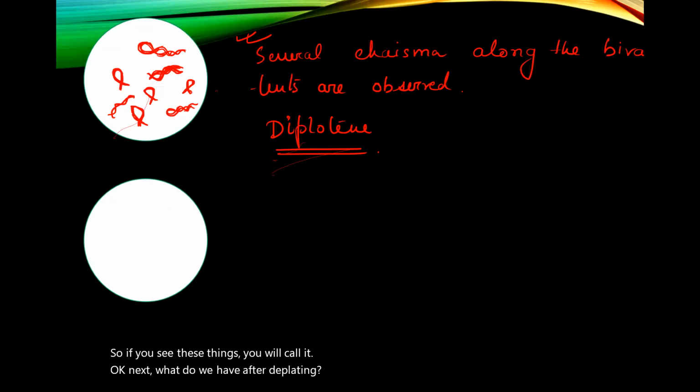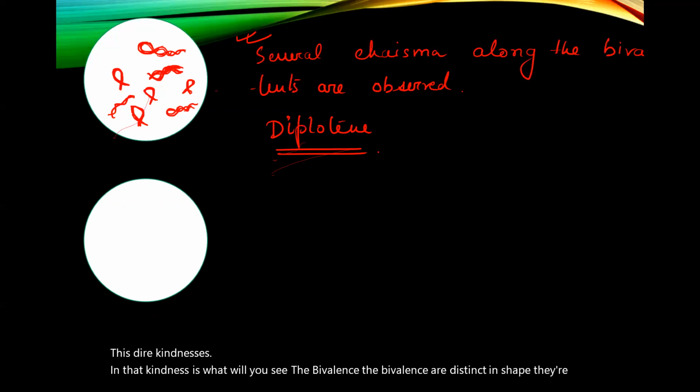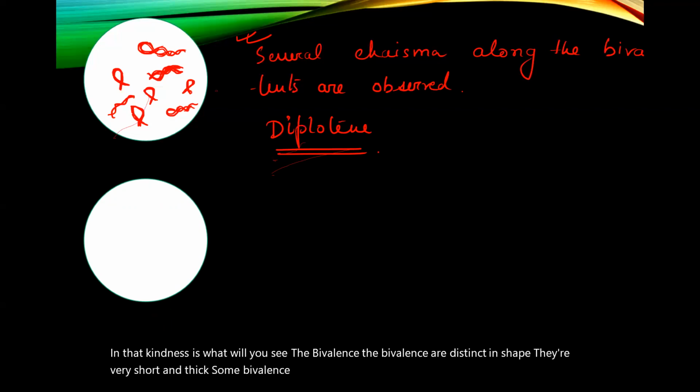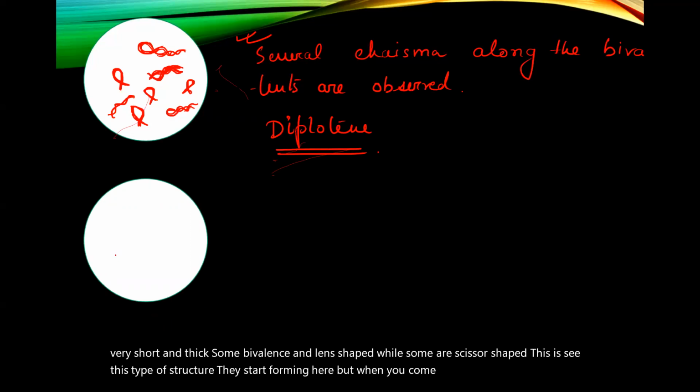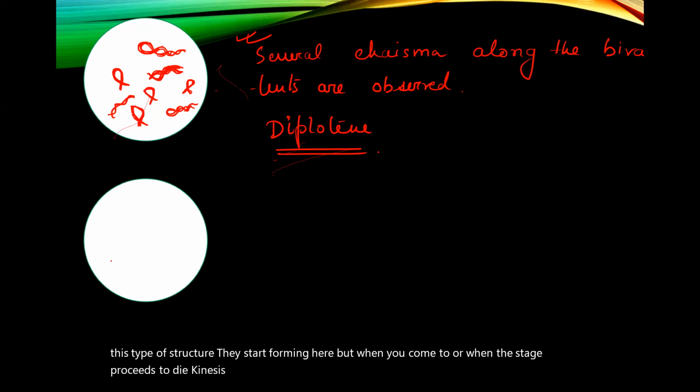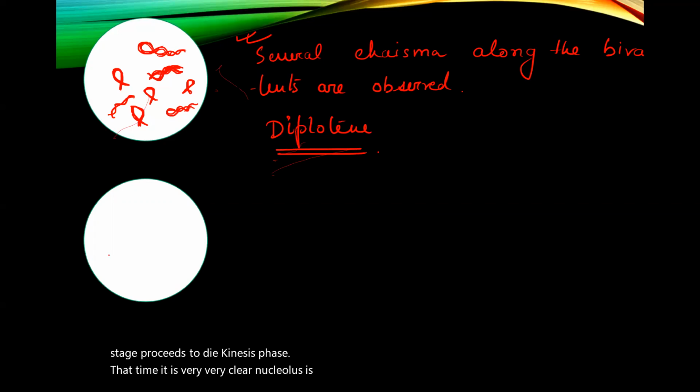Next, what do we have after diplotene? It is diakinesis. In diakinesis, what will you see? The bivalents are distinct in shape. They're very short and thick. Some bivalents are lens shaped while some are scissor shaped. This type of structure starts forming earlier, but when the stage proceeds to diakinesis, it becomes very clear. The nucleolus is absolutely absent here.